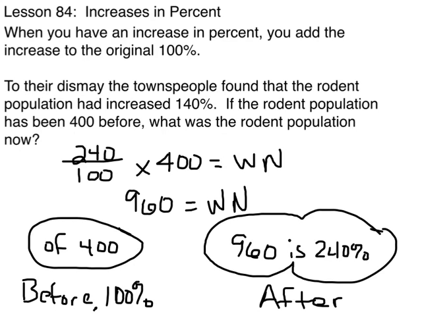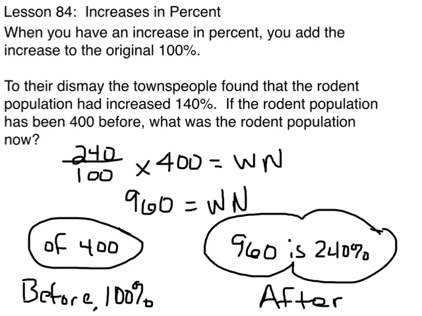To their dismay, the townspeople found that the rodent population had increased 140%. If the rodent population had been 400 before, what was the rodent population now? Well, that 400 has just increased 140%. 400 was already 100%, and then it went up another 140%. So we have to use as our percent 240 over 100. Once we do that, we say 240 over 100 times 400 equals what number? When we do the math, we find that it is now 960, which is quite an increase.